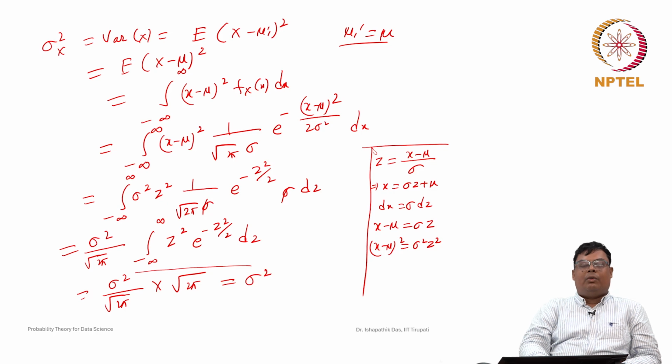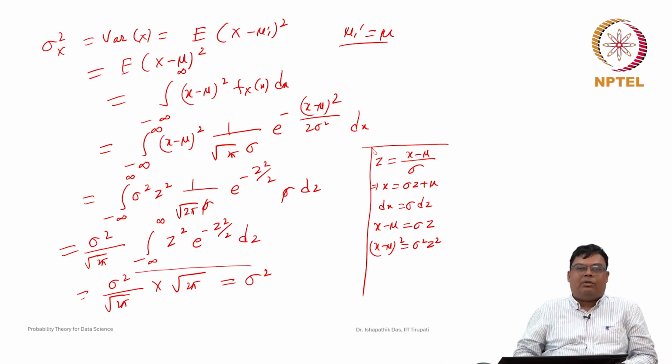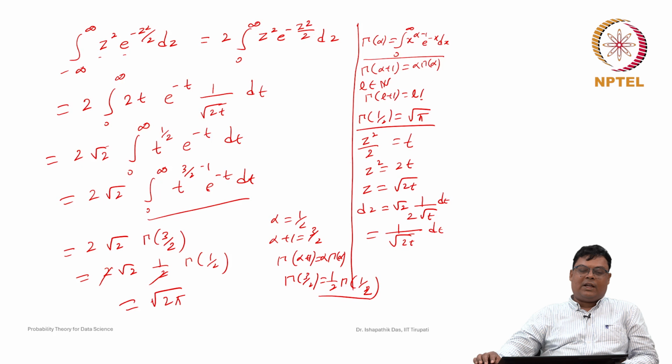Hence, we learned the normal distribution, its probability density function, and we checked that it is a density function, its integral is 1, and we have also found its mean and variance. The parameters mu and sigma square have significance: mu is the mean of this random variable and sigma square is the variance of this random variable. Next, we will discuss some important properties of the random variable.